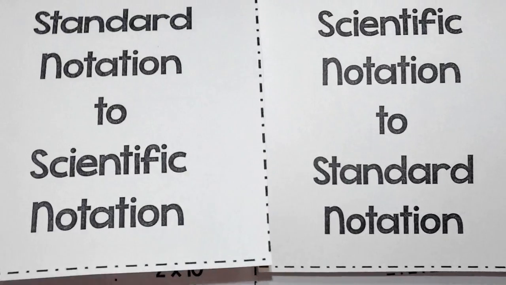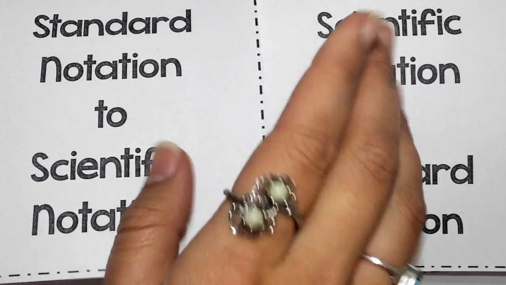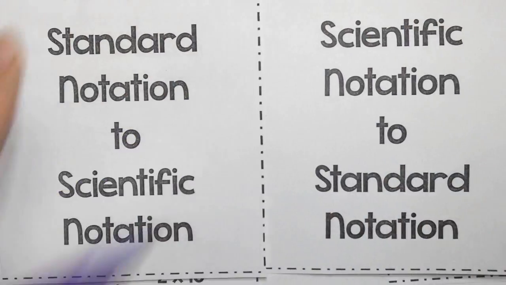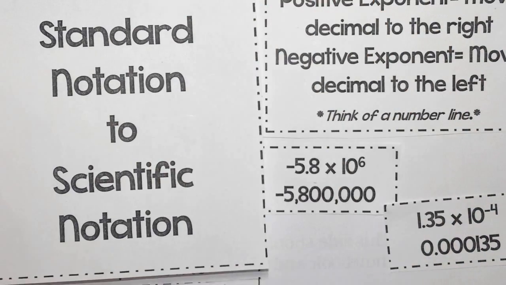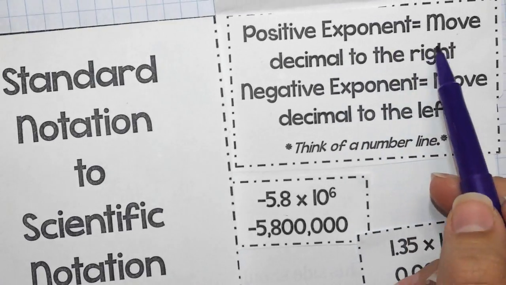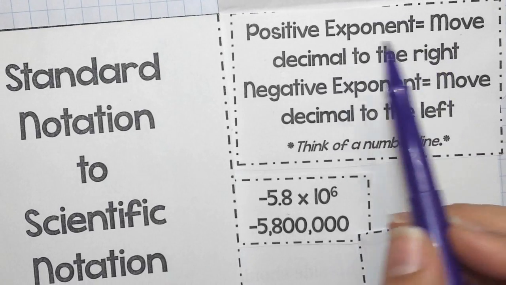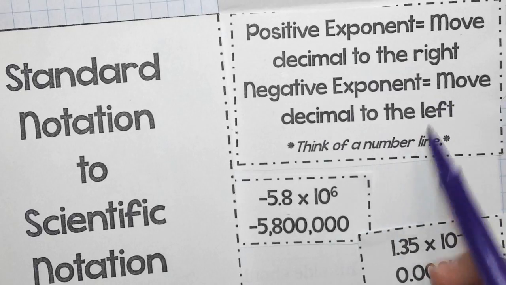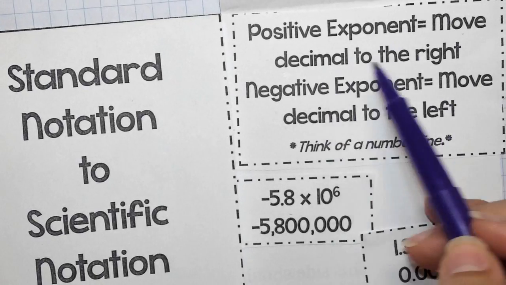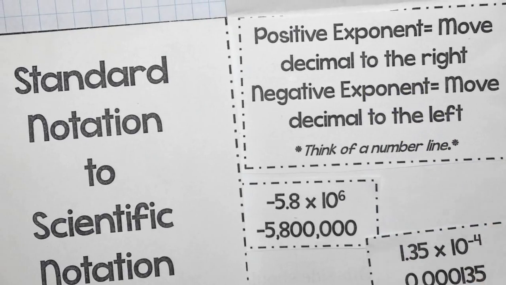Alright, scientific notation to standard form. Last part and then homework. Are you guys ready? Okay, so scientific notation to standard form is you start with it in decimal. And then if it's a positive exponent, you move it to the right. If it's a negative exponent, you move it to the left.